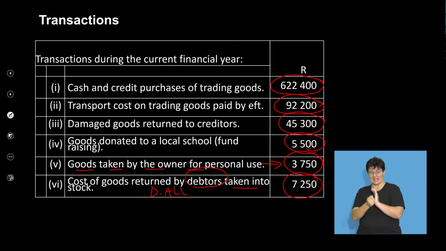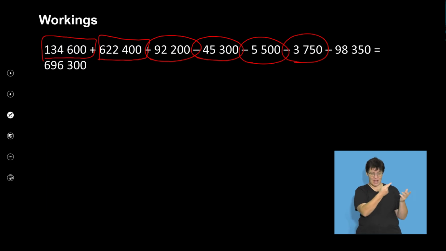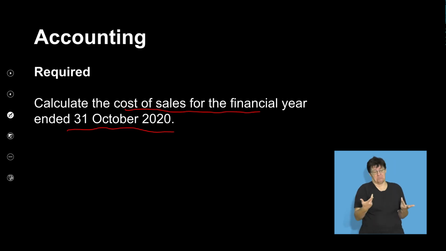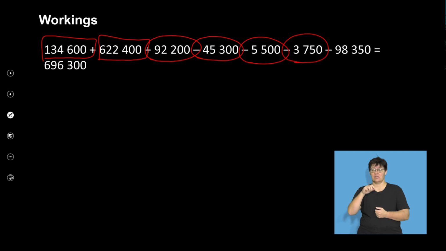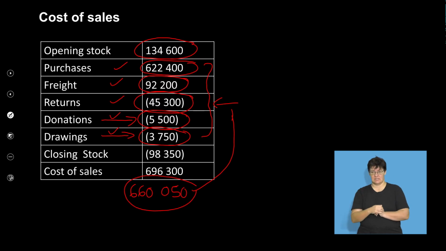Okay, but for cost of sales, I also know that I was given other information. Let's identify it. Stock on hand on the 31st of October amounted to 98,350. So therefore, I bring in the minus 98,350. And in terms of my table, there we go. Closing stock 98,350. What do I now do?